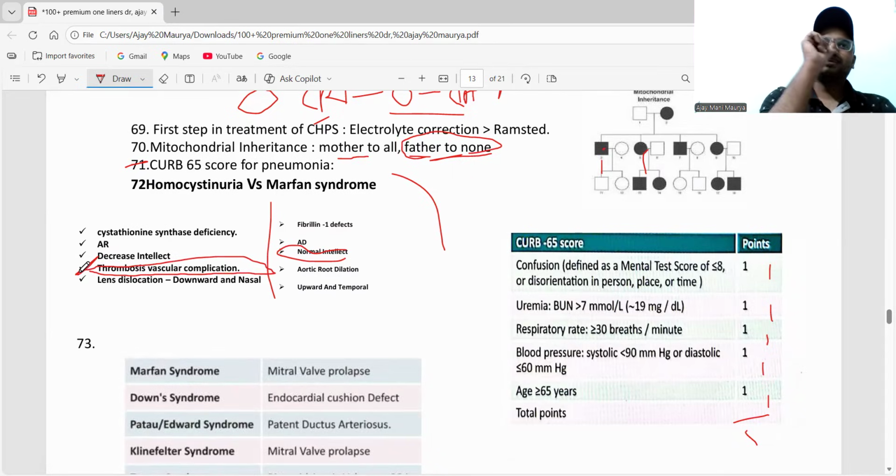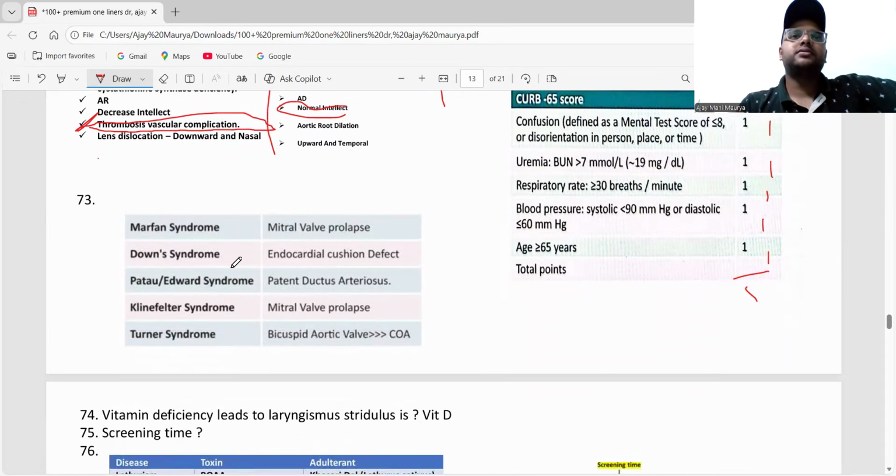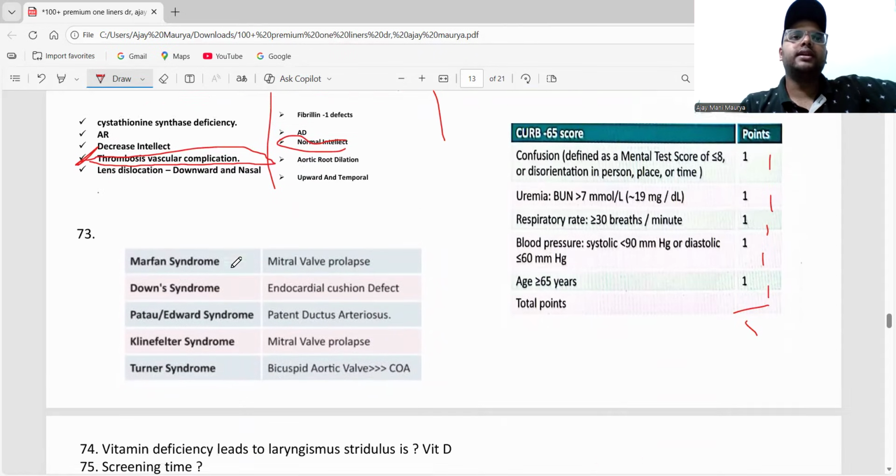You have to remember this is the perfect point. What deficiency here? Cystathionine synthase deficiency, autosomal recessive. Here there is decreased intelligence. The lens dislocation in homocystinuria is downward and nasal, and in Marfan it is upward and temporal. This is how you have to remember.